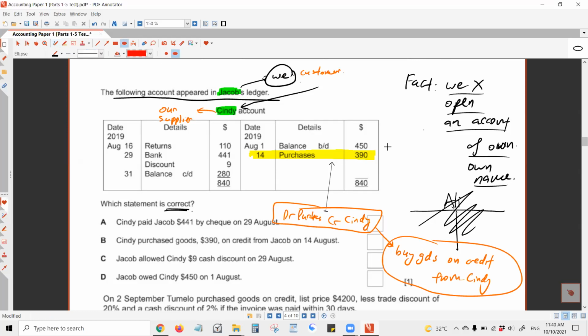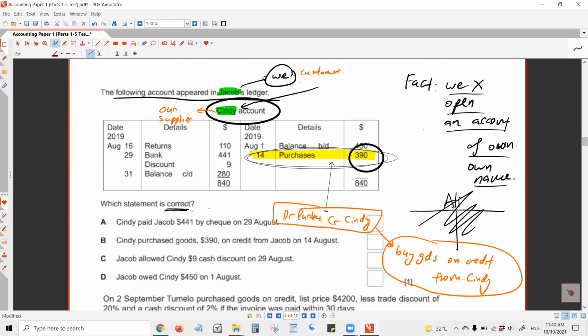Don't tell me that this is credit purchases. This is wrong. You have to focus on the number, as I've mentioned many times: the position of the number and the name of the account. This is crediting Cindy, not crediting purchases.